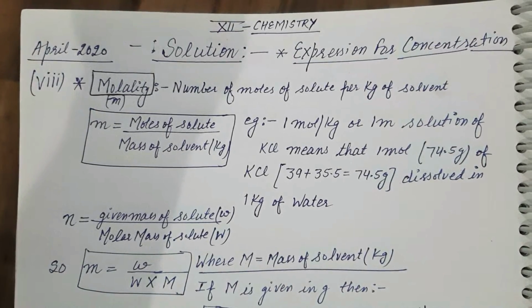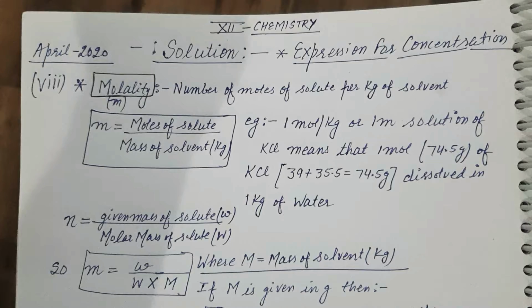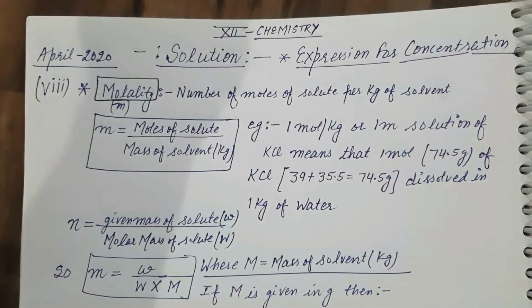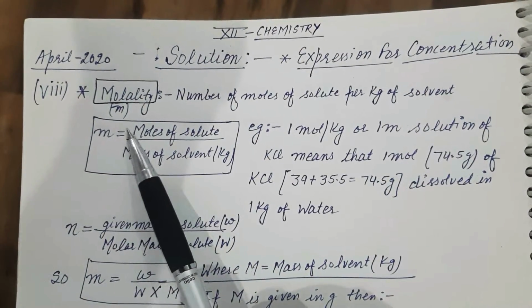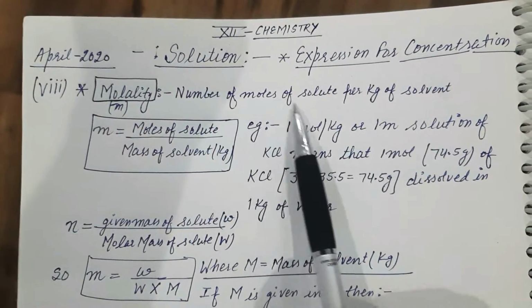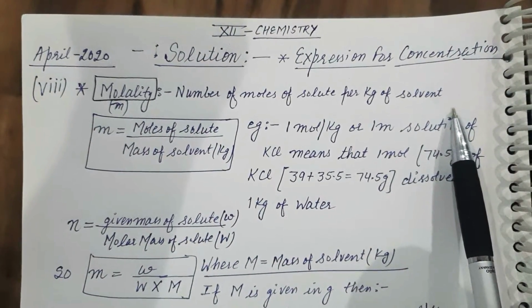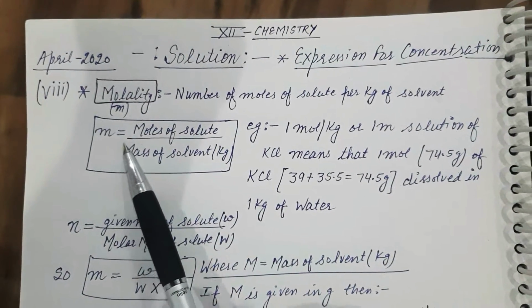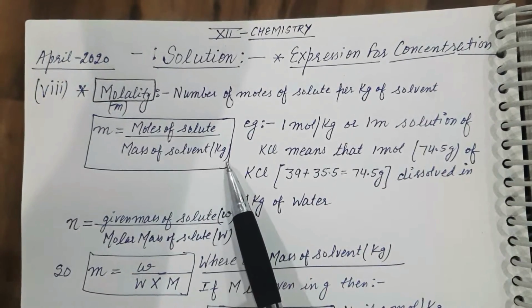Hello students, let's proceed with the solution unit and the expressions for concentration terms. The next concentration term is molality, denoted by small m. It may be defined as the number of moles of solute per kg of solvent. Molality, small m, is equal to moles of solute upon mass of solvent in kg.